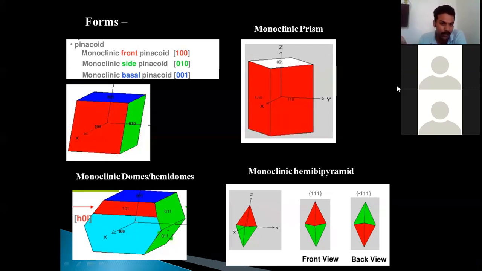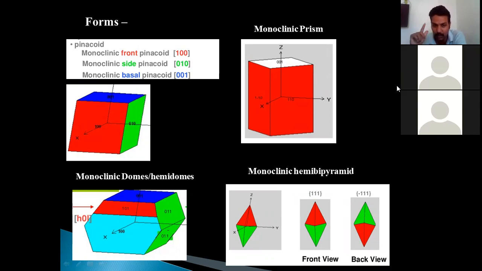As we can see, 011, 100. If you consider the dome 101, that means the first and the last axis are intercepting the face. Hence, there is 1 and 1 in the first and the third position, whereas in the second position, there is 0. That means the second axis is not intercepting the face, and if it is not intercepting the face, that means it is parallel to the face.